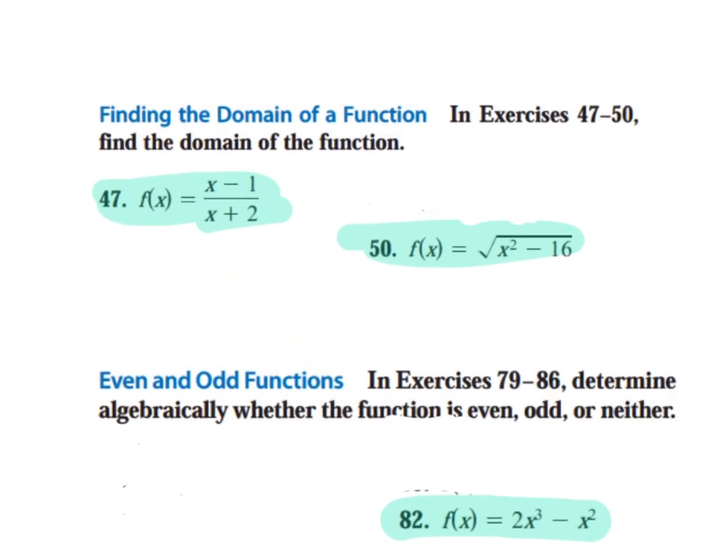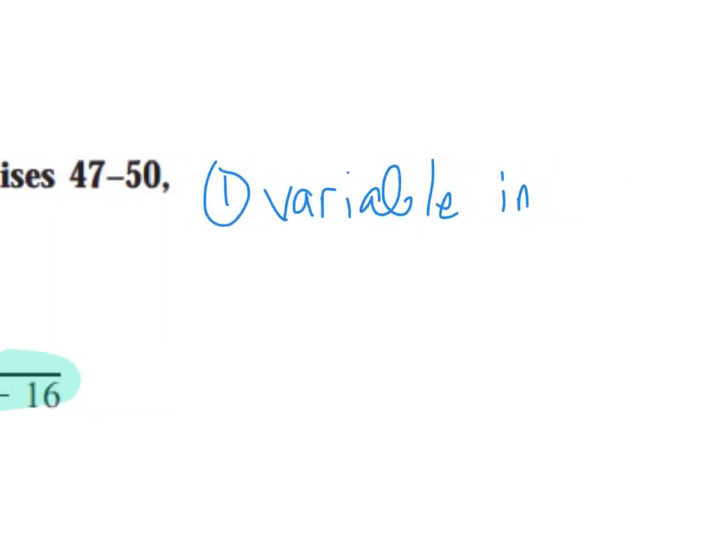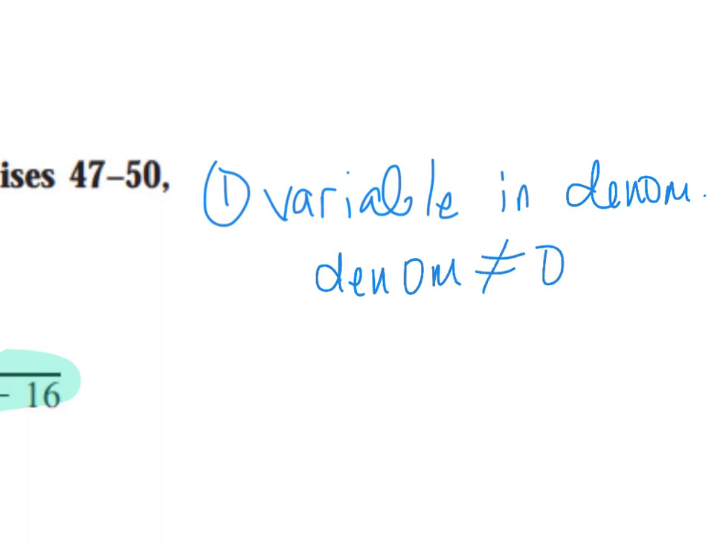Okay, next one. Next set. Guys, domain of a function. There's 3 rules that you have to follow for domain. You guys have to get this in your brain. Rules. Number 1. Variable cannot be where? In the denominator. Good. If there's a variable in the denominator, you have to set the denominator not equal to 0. Because you have to figure out what it cannot be.